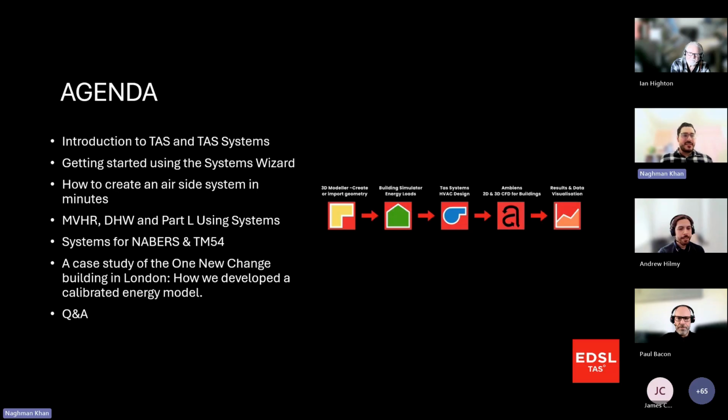Let's take a look at the agenda for today. I'm going to hand over very quickly to Ian, who's going to take us through an introduction to TAS and TAS systems. With Andrew, we're going to talk about getting started using the systems wizard, which is an automated interface for using TAS systems. Then we'll look at how to create airside systems in minutes and a look at some more advanced systems, including for Part L. Then we'll get on to systems for NABERS and TM54. That takes us nicely on to a very cool case study on the One New Change building in London, and how TAS developed a calibrated energy model. As usual, we'll be doing a Q&A at the end.